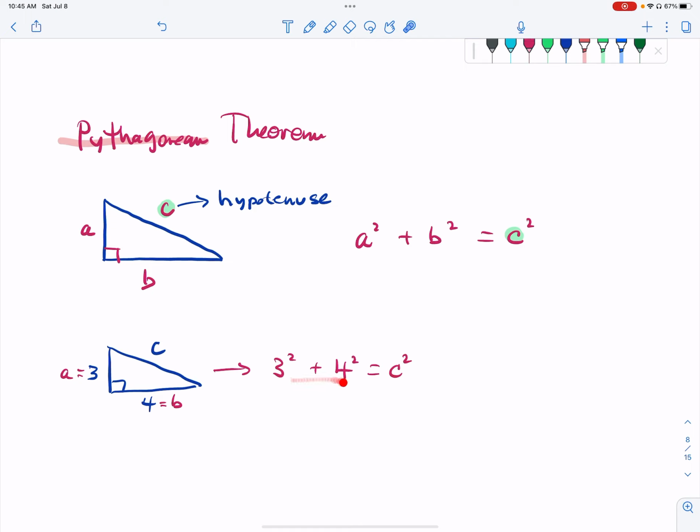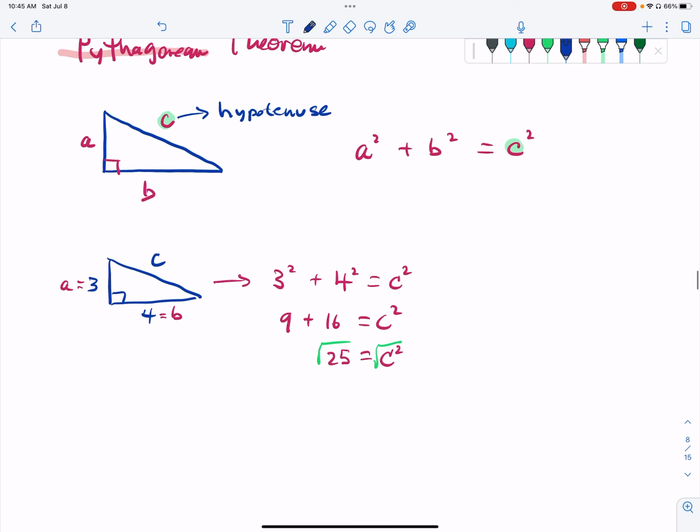Order of operations is going to dictate that I'm going to square these things and add them together first. So 3 squared, I get a 9. 4 squared, I get a 16. Now I have to add them. 9 and 16 gets 25. And then finally, I have to do the inverse of squaring, which is taking the square root of both sides, so I can get my c here and here. And then I would have c is equal to 5.